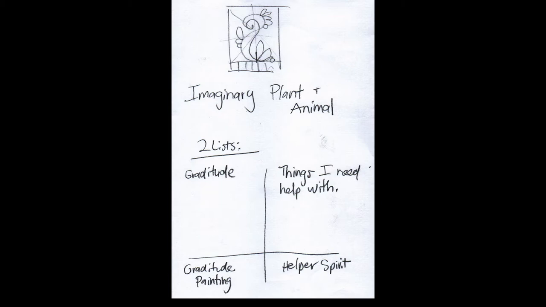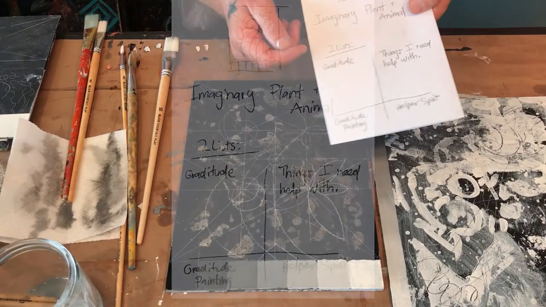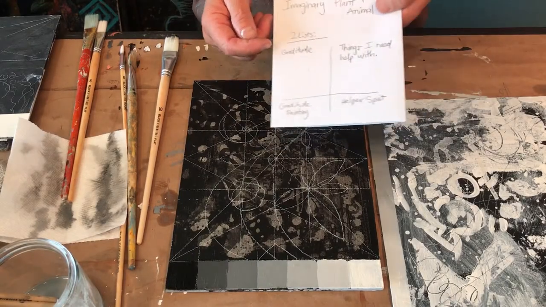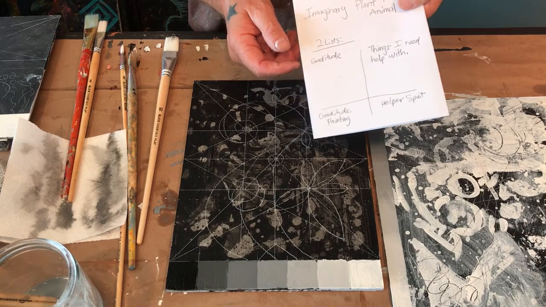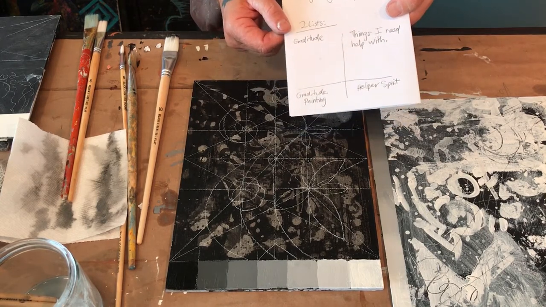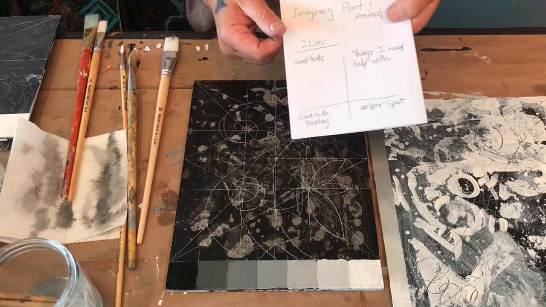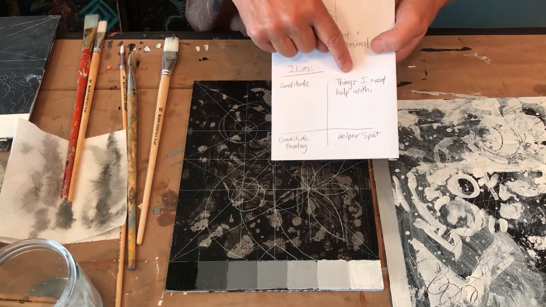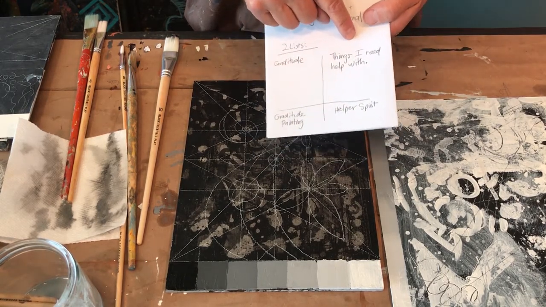Family, school, not being sick, anti-racism, just all the things that are happening that you're actually grateful for. You know, new clothes, a video game, the color red. And then you're gonna make another list, and it's the things that I need help with. What do you need help with?